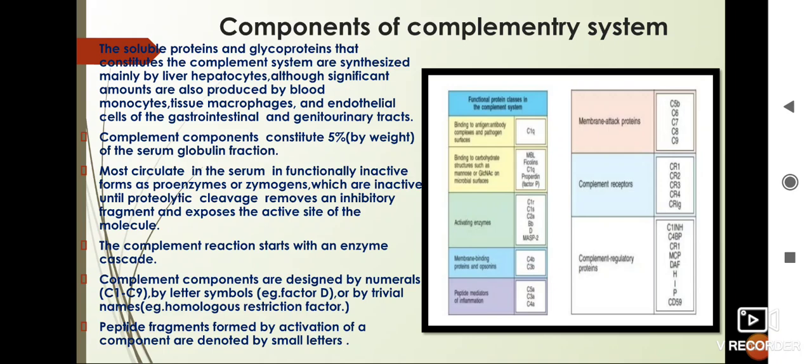The complement reactions start with an enzyme cascade. It involves the following factors, C1 to C9, which are designated by numerals such as C1 and C9. There are some letter symbols as well, such as factor D, or trivial names such as the homologous restriction factors. The peptide fragments formed by activation of a complement are denoted by small letters.